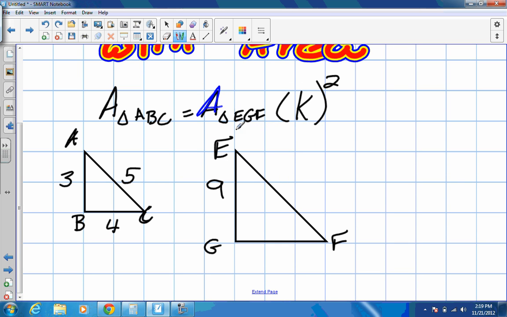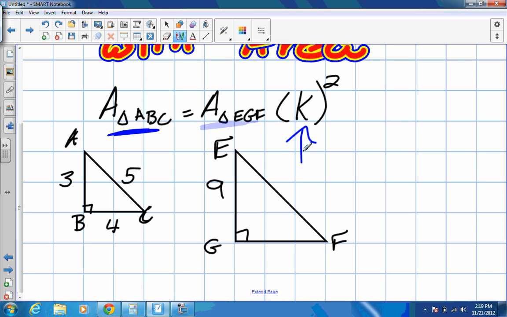In order to get area of EGF, is EGF the larger or smaller triangle by looking at it? Larger, right? This side is 9, the corresponding side is only 3. Therefore, we've got a larger triangle. So, to start off right away, this scale factor, this K, is it going to be greater than 1 or less than 1 if we need to multiply by the larger area to get a smaller area? Oscar? Less than 1. We're going from a larger triangle to a smaller triangle, so we must be using a scale factor that's going to be less than 1.